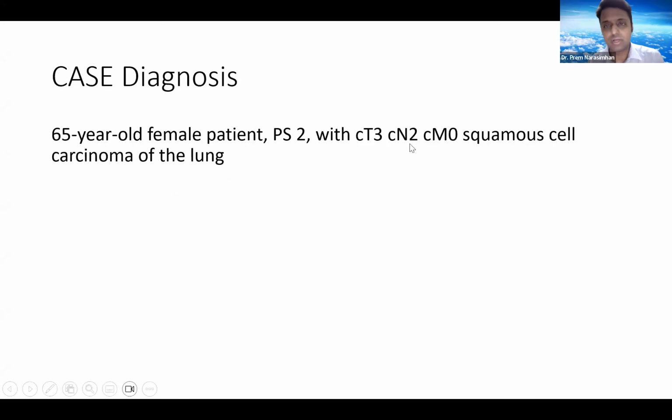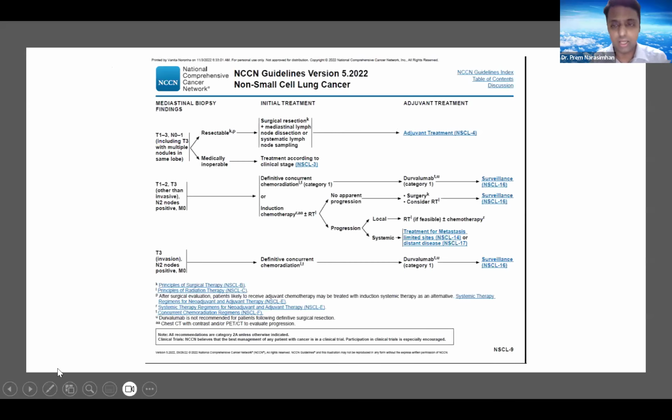So if you see the case diagnosis, it's a 65-year-old patient with PS2, T3 N0 M0 squamous cell carcinoma of the lung. So let me come to Dr. Saha. If you have to go by the NCCN guidelines, how would you want to proceed as far as this particular elderly person is concerned?